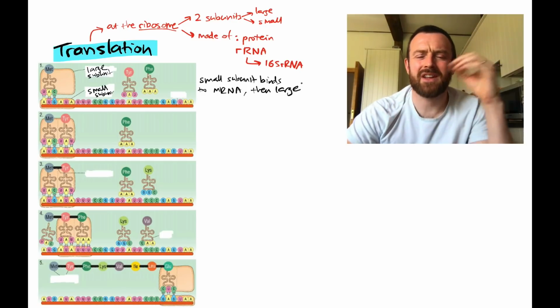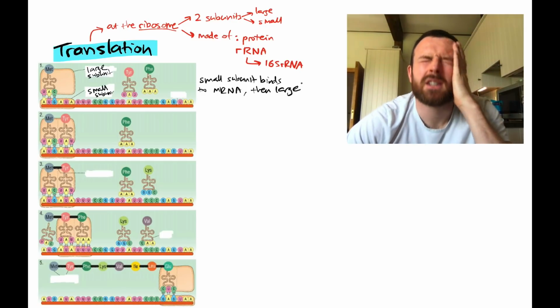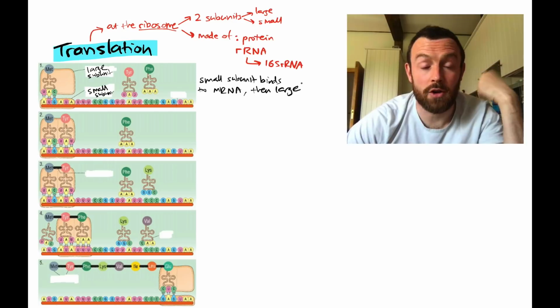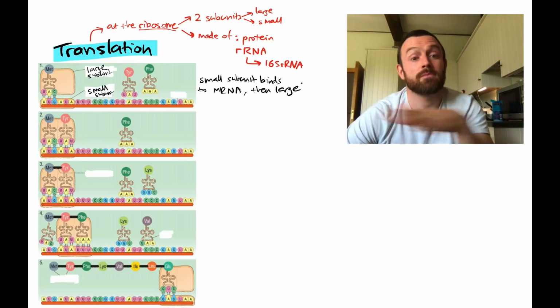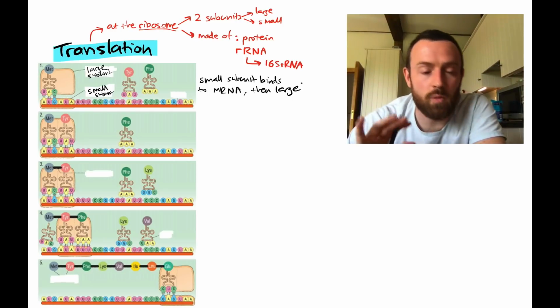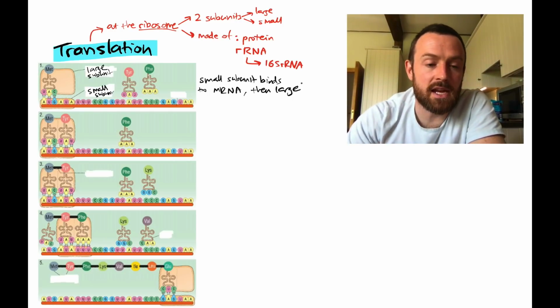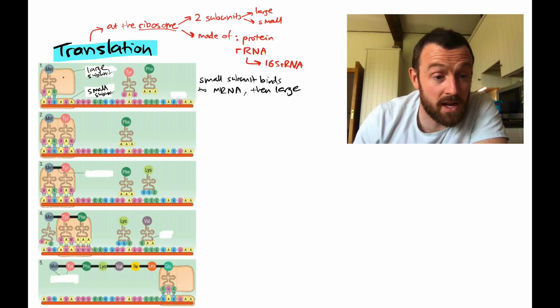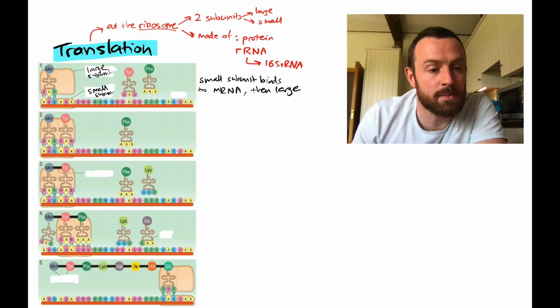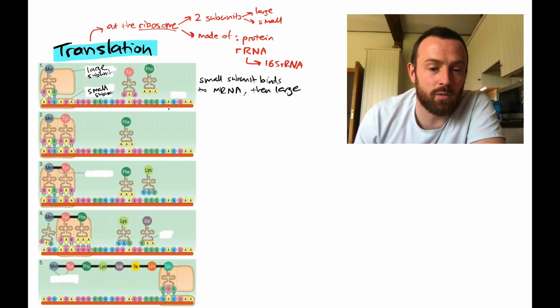It's been a while since I've done this, but I believe there's something called a Shine-Dalgarno sequence that allows the ribosome to bind to the messenger RNA. Okay, so once it's bound, then a tRNA comes in. So there's the first tRNA, and you can notice that there's complementary base pairing between this anticodon here and the codon here, if you look where my pen is. Okay, and then a second one comes in.